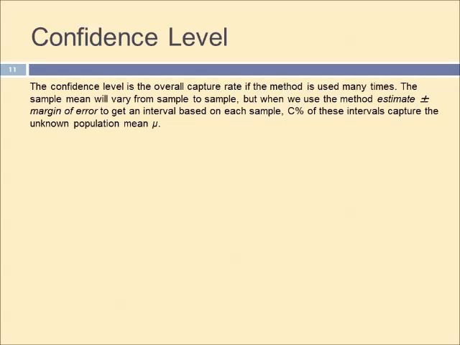So, the confidence level is the overall capture rate if the method is used many times. The sample mean will vary from sample to sample, but when we use the method estimate plus or minus margin of error to get an interval based on each sample, C% of these intervals capture the unknown population mean mu. So if we're doing a 95% confidence interval, that means 95% of these intervals capture the unknown population mean.